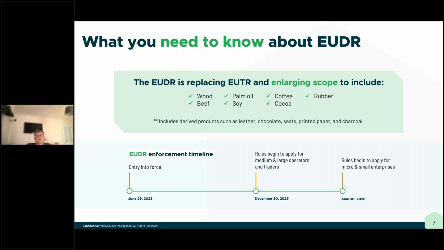So the EUDR entered into force back in summer of 2023, but the rules begin to apply, after a few changes and delays, at the end of this year, with 6 more months for micro and small enterprises.